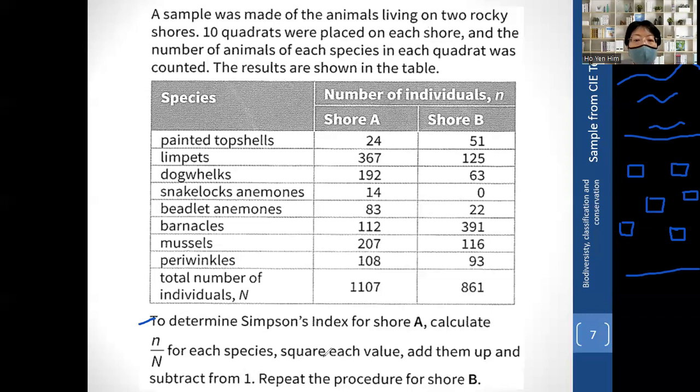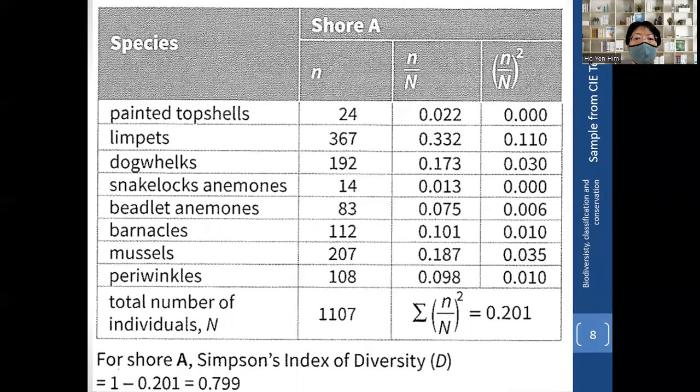And then square each value, add all of them up, and then subtract from 1. Repeat the procedure for shore B. So we'll do this together. So this is for shore A. These n values are the result of the sampling.